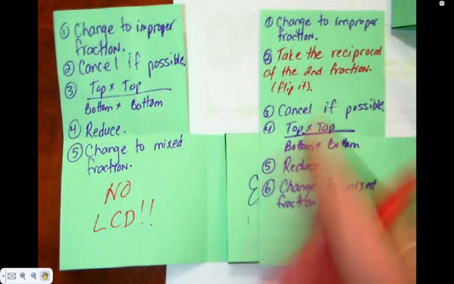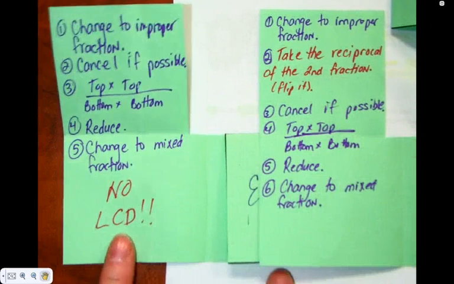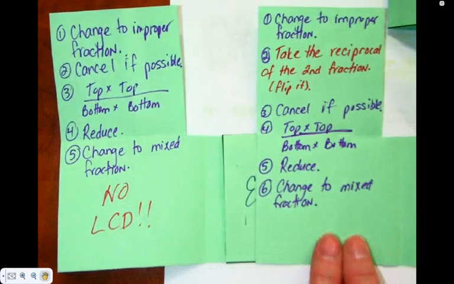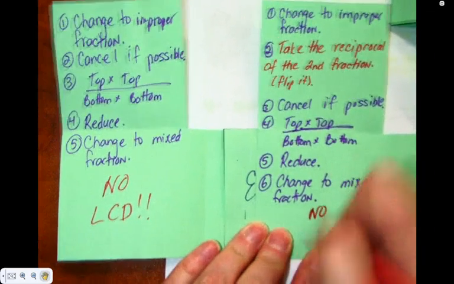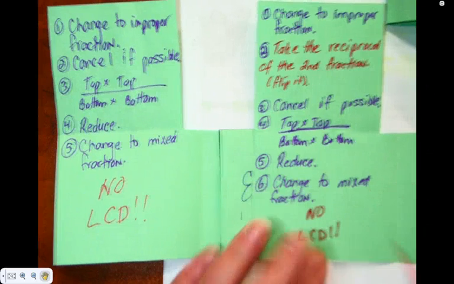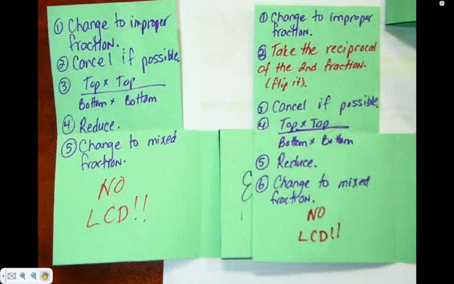The only thing that's different is number 2. After that, it's exactly the same. If there's no common denominator here, no common denominator here. That's only with adding and subtracting, never multiplying or dividing.